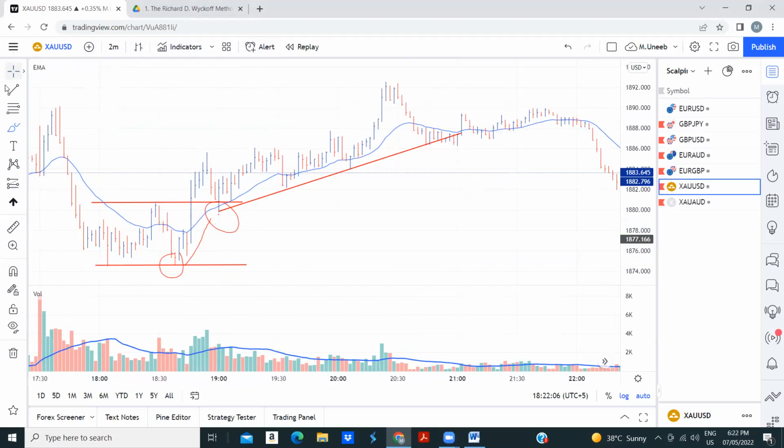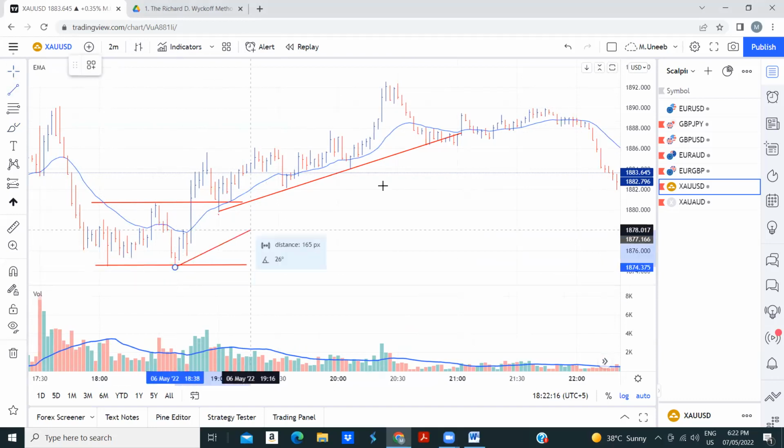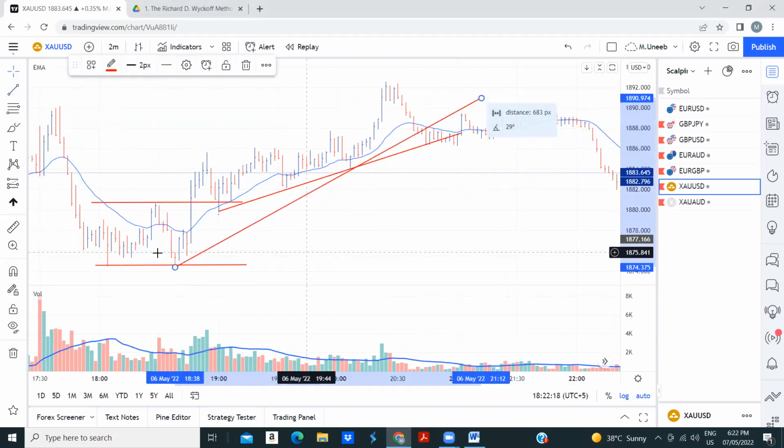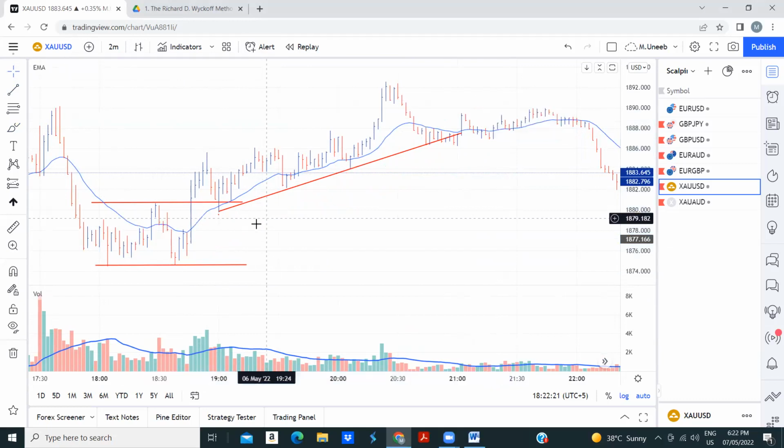Many people fail to identify Wyckoff. The number one mistake is that they would start drawing the channel from here. This is wrong. This is not right. You have to draw the channel after the accumulation. Got it? So you will draw the channel from here. You got it?